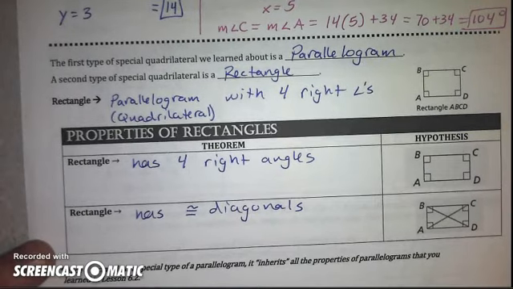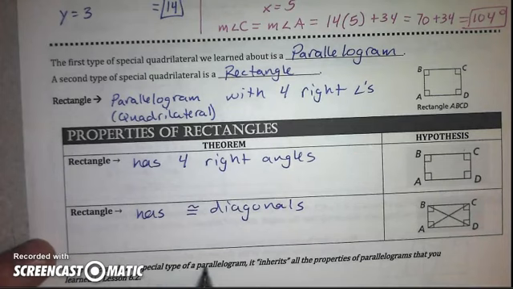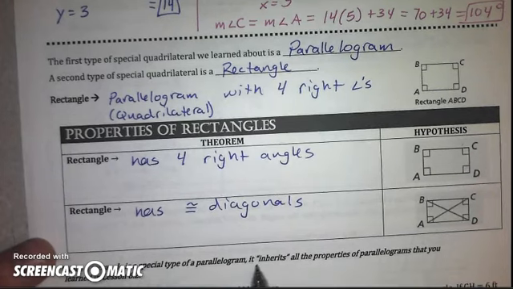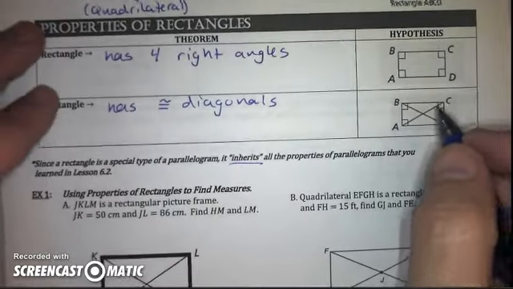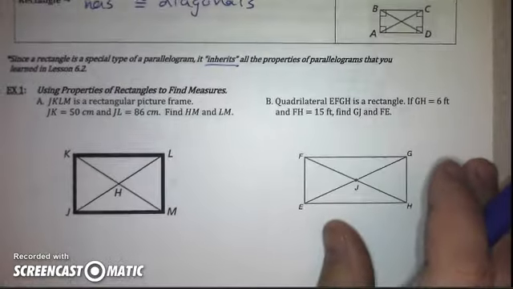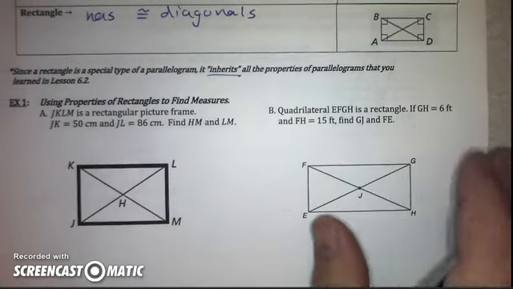Now, remember this: since a rectangle is a special type of parallelogram, it inherits all the properties of parallelograms that we learned back in lesson 6.2. So all the things that were true about parallelograms are still true for rectangles also. Okay, so let's go ahead and take a look at using these properties of rectangles to find some measures.